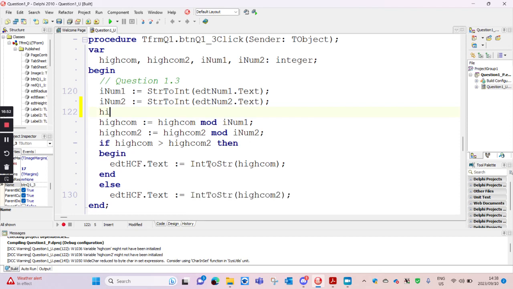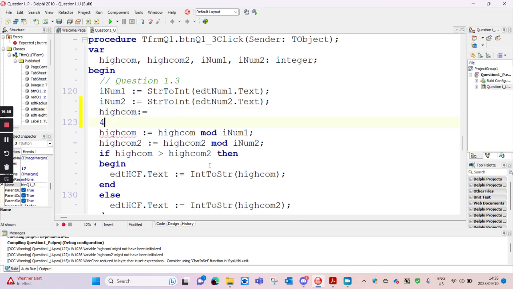So, okay, we know we want to initialize that. So who wants to help me? For ICOM and ICOM2, what do you think is a good place to initialize them to? So ICOM is our highest common factor for the first number.